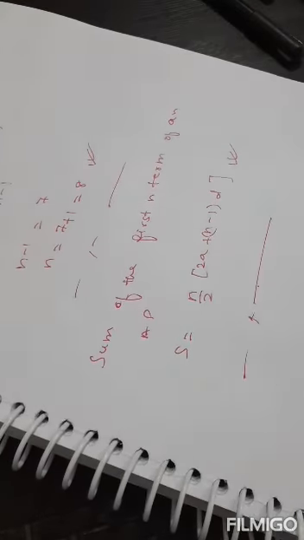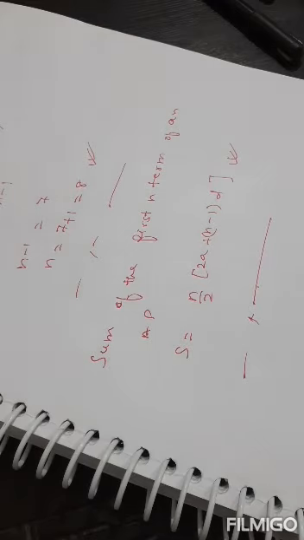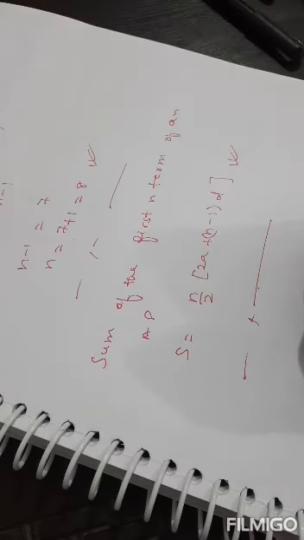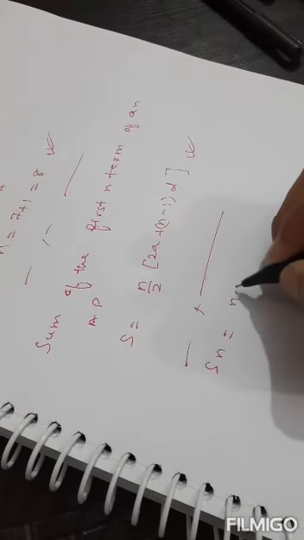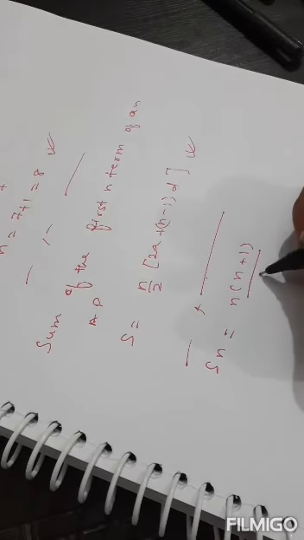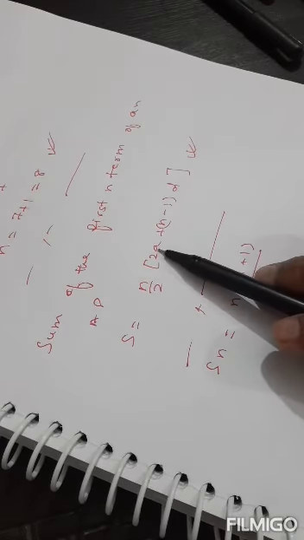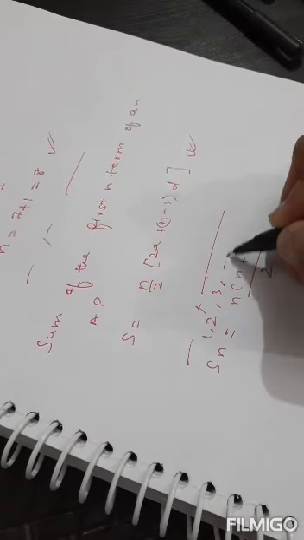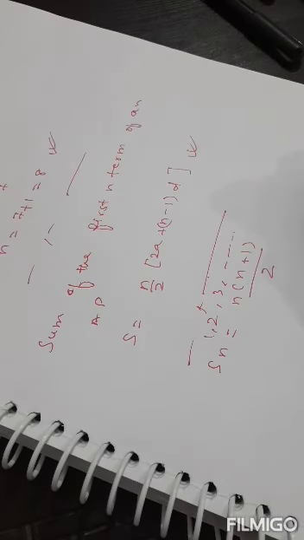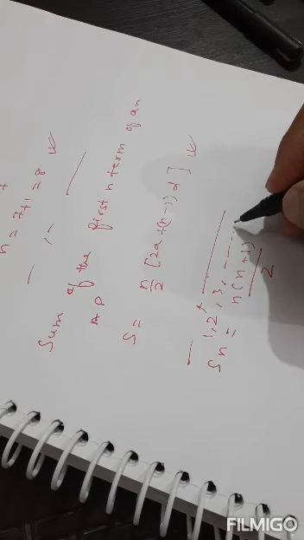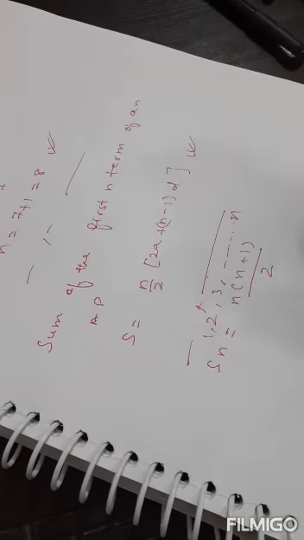There is a special case that we'll see later: the sum of the first n positive integers. The sum of n positive integers equals n into n plus 1 divided by 2, because a will be 1 and d will be 1.